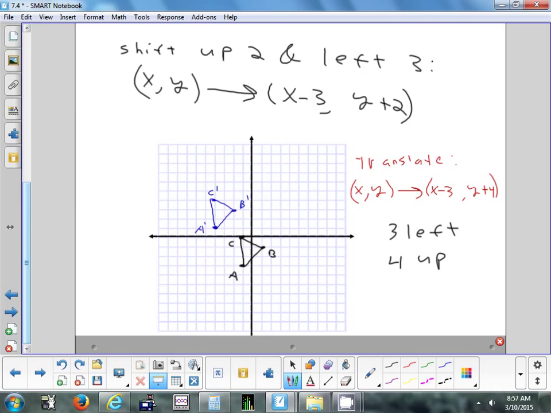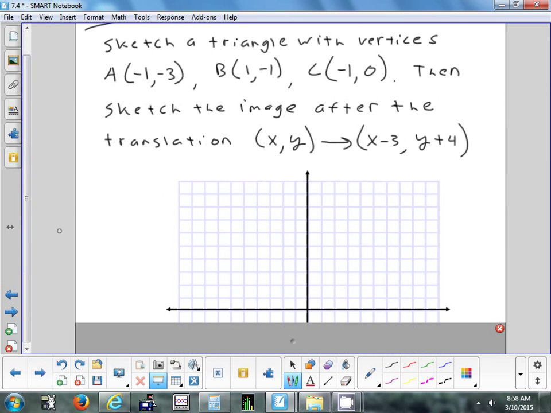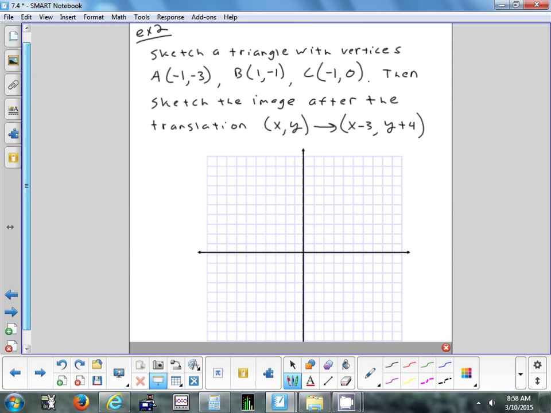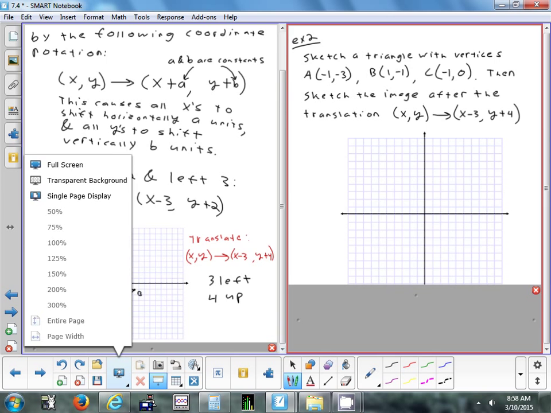Okay? So we take each point one at a time. Go like point A, 3 left, and then 4 up. Right? So that's one notation you can use to describe it. All right, so this one says sketch that triangle, and then use that transformation to move it. Okay, is that the same one we just did? Let's see. No, it's a little different. The translation is the same, but the actual vertices are different.